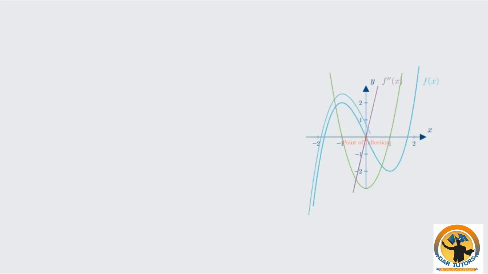For x less than 0, f double prime of x is negative, so f of x is concave down. For x greater than 0, f double prime of x is positive, so f of x is concave up. Since the concavity changes at x equals 0, this is a point of inflection. Our graph of f double prime of x correctly shows an x-intercept at x equals 0. This example demonstrates how to analyze a cubic function and its derivatives, including identifying stationary points and points of inflection.